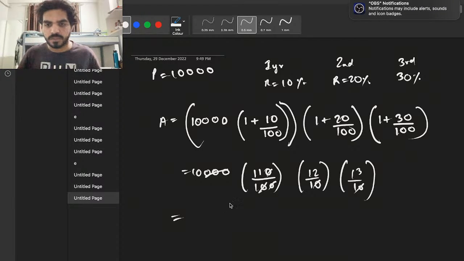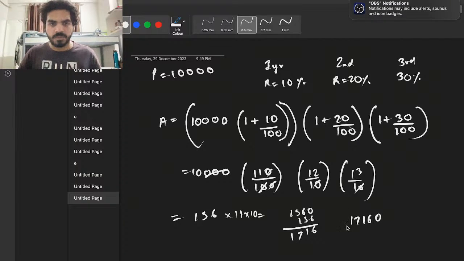11 into 12 into 13. 12 into 13 is 156. And into 11, that will be 1560 plus 156, 1716. This will be the amount. So 7,160 will be the compound interest.